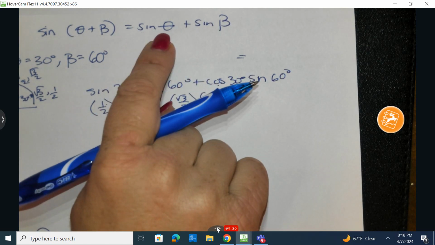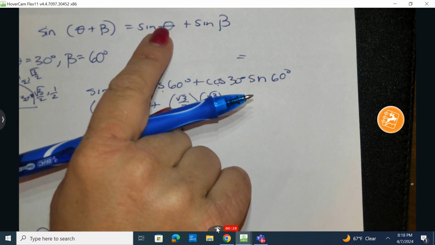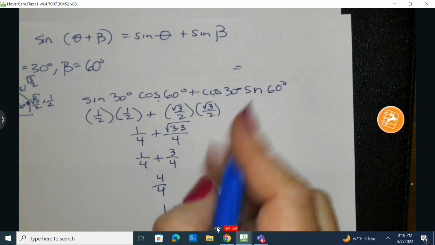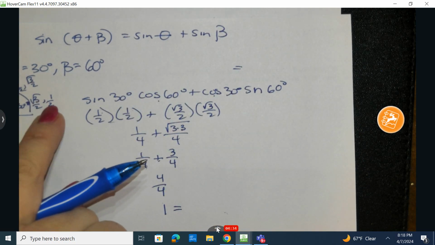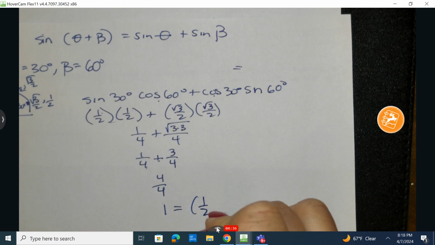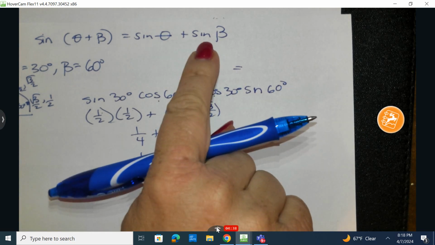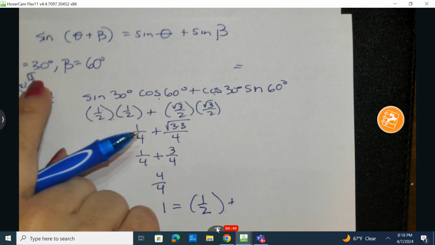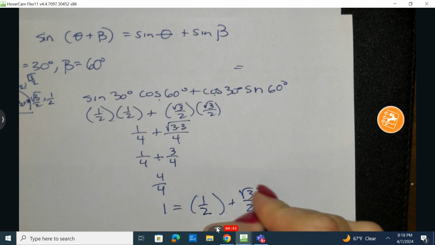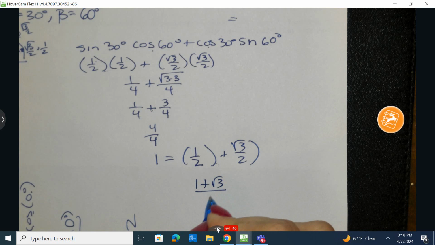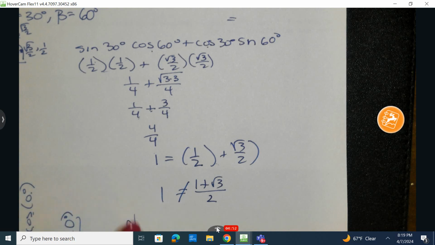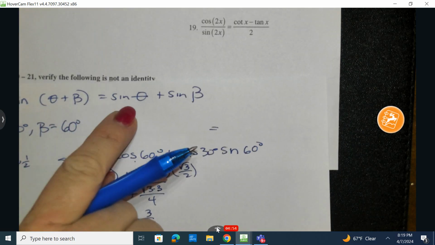So what is the sine of alpha, the sine of 30 degrees? Is this equal to the sine of 30? The sine of 30 is 1/2, plus the sine of beta. Well, my beta is 60. The sine of beta is radical 3 over 2. If I add these, I have 1 plus the square root of 3, keeping the common denominator. These are not the same. I was able to show a counterexample proving that this is not an identity.